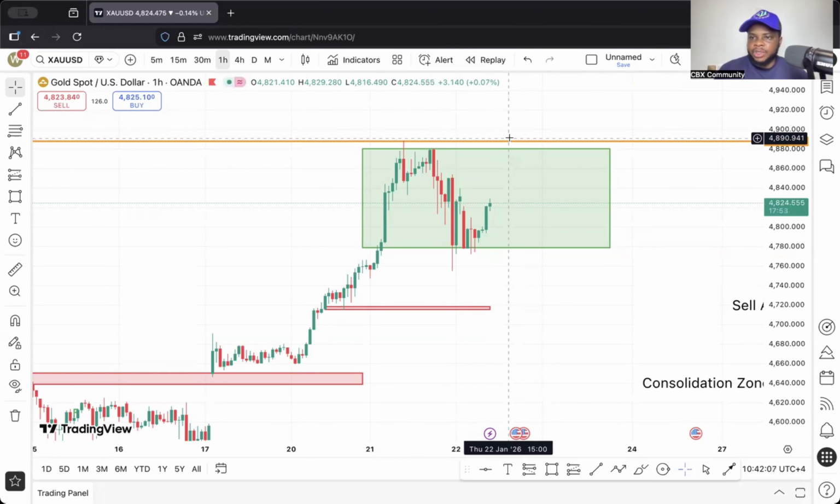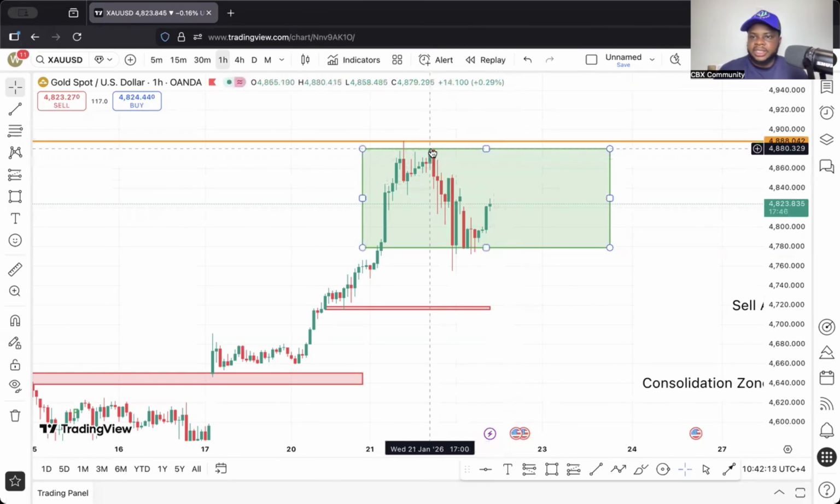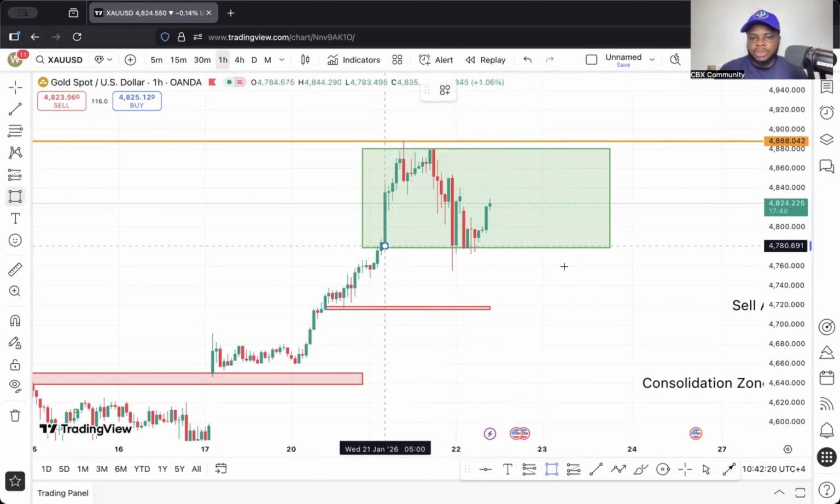So it's very important for us to know what the different time frames are saying. From this resistance zone down to this support zone is being considered as a consolidation zone. So let's identify this zone as our support zone.